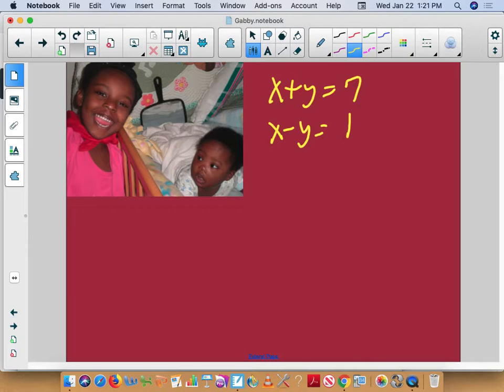Okay? Like for instance, is it 6 plus 1 equals 7? Well, that can't be true because 6 minus 1 doesn't equal 1. I bet you can think of the numbers. What'd you say? 4 and 3. All right, so 4 plus 3 is 7, and 4 minus 3 is 1. So Sarah's through with the problem.